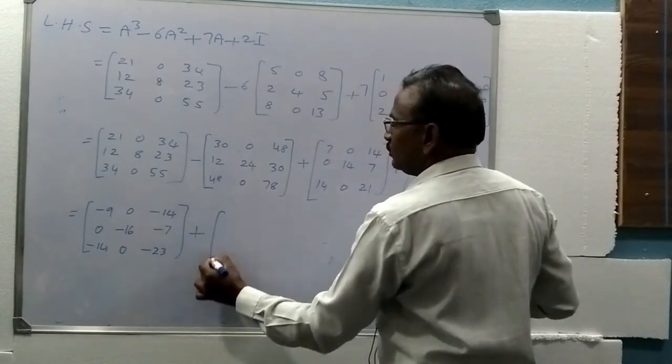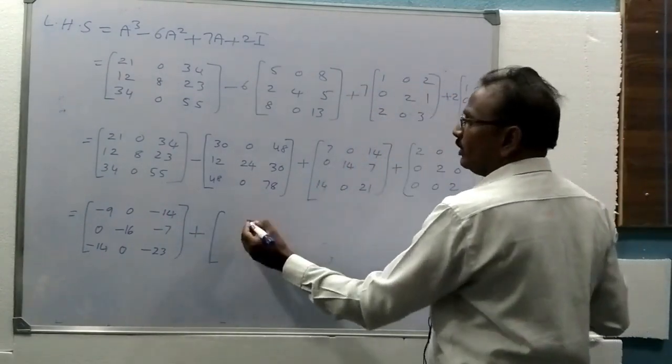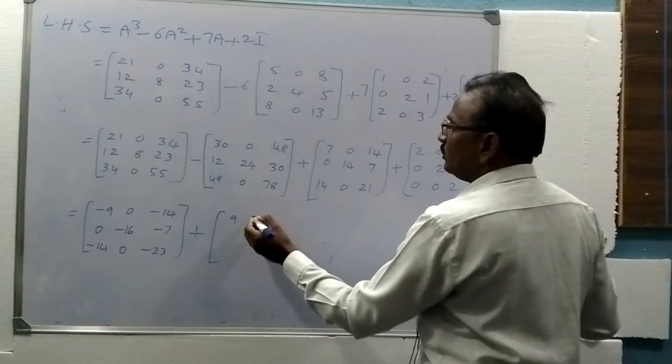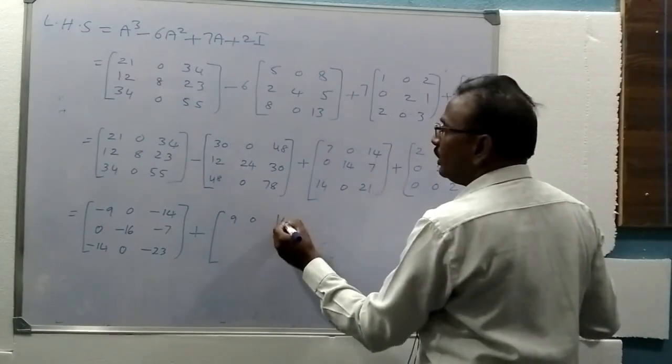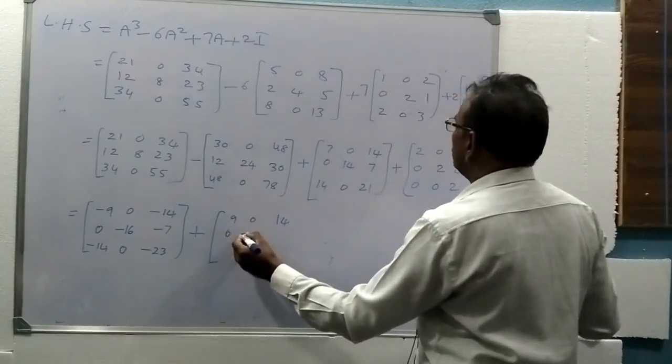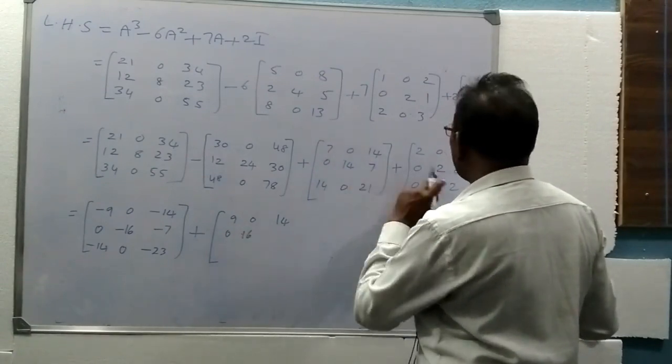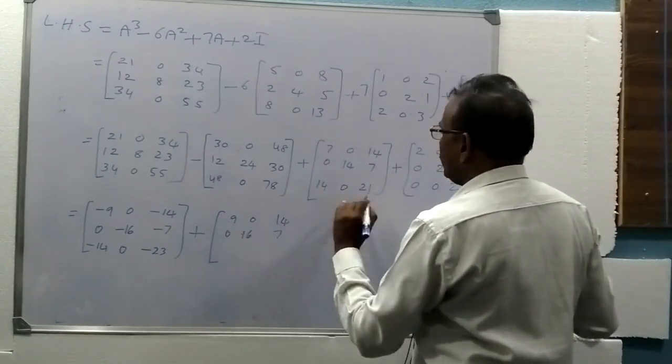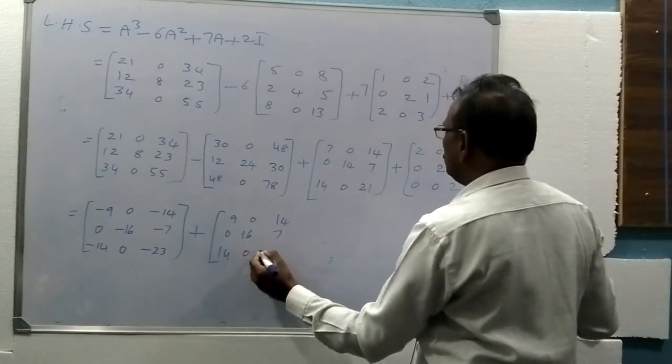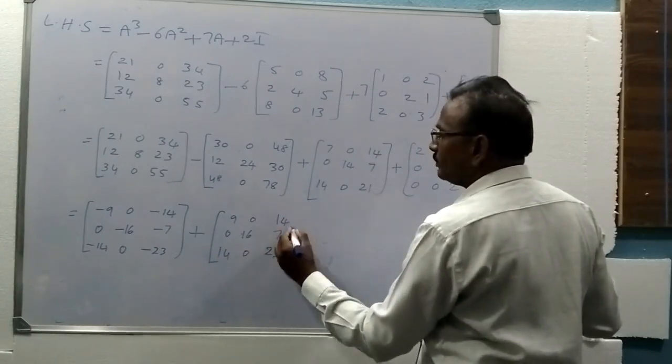Plus, so simplify these two. 7 plus 2, 9, 0 plus 0, 0, 14 plus 0, 14, so 0, so that is 16. So 7 plus 0, 7, so 14 plus 0, 14, 0, so 21 plus 2, 23.